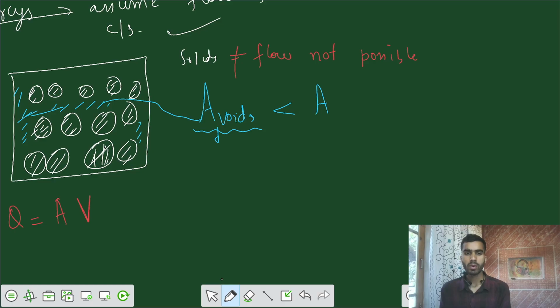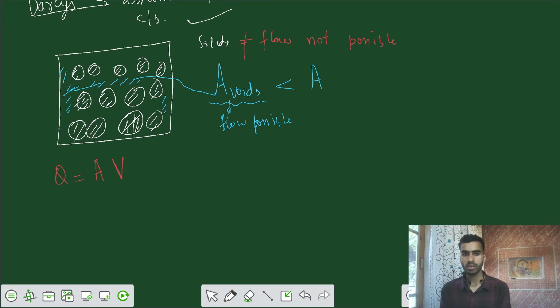From the area of the voids we are having some flow. Flow is possible in the area of the voids, not through the soil solids. Can we say that? So we need to modify that equation.